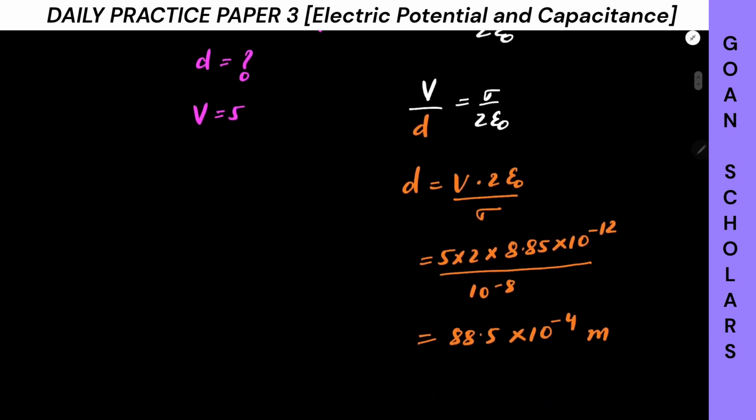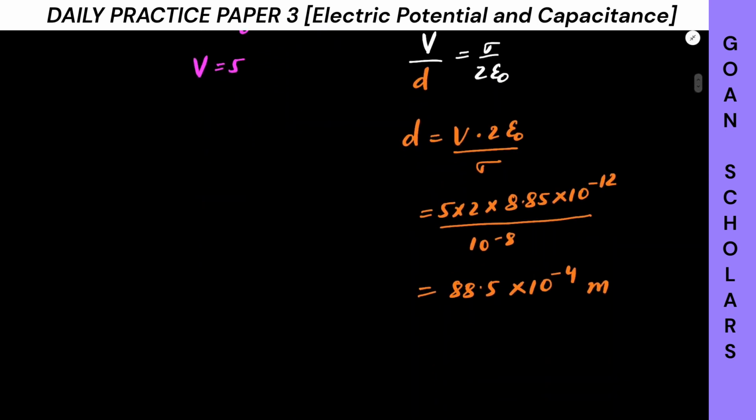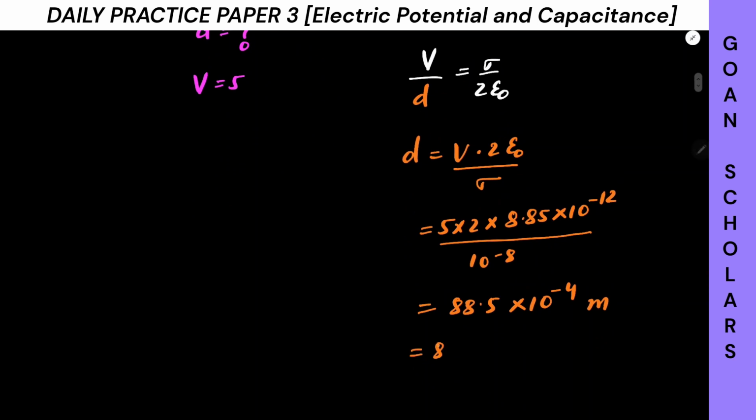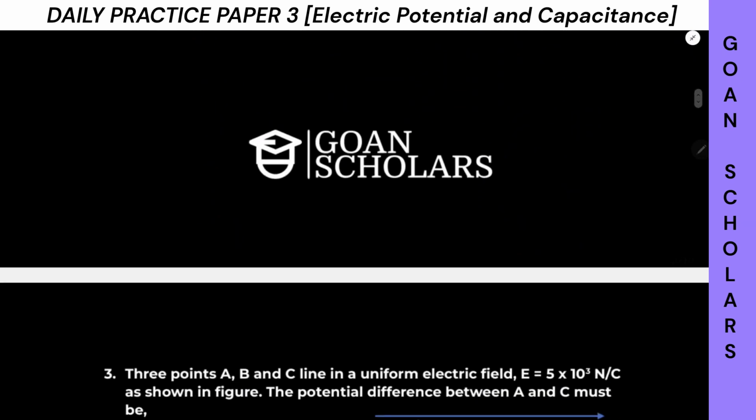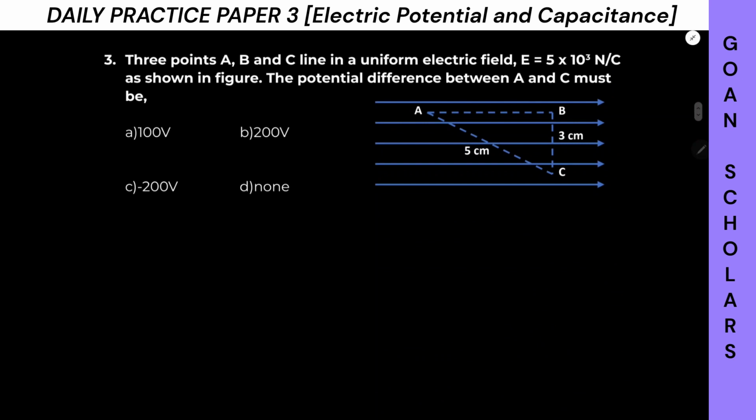88.54. Okay, so if you shift, you will get 8.85 into 10 to the power minus 3, and that is nothing but 8.85 millimeters. So the correct answer here is option B, 8.85 millimeters, for question number 2. Let's start with question 3.